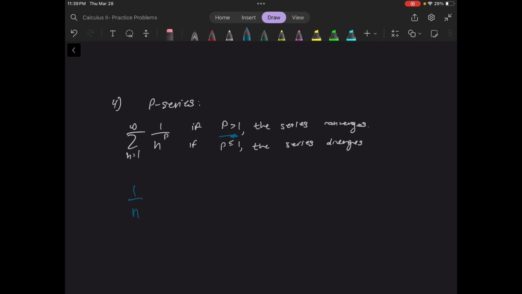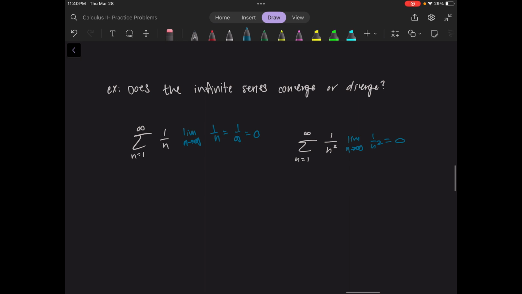So for example, this series would converge. This series diverges. This series converges because p is greater than 1, right? This is p right here. This is p, or there's an imaginary 1 right there. So since, in this case, p is less than or equal to 1, the series diverges. So we can look at these.